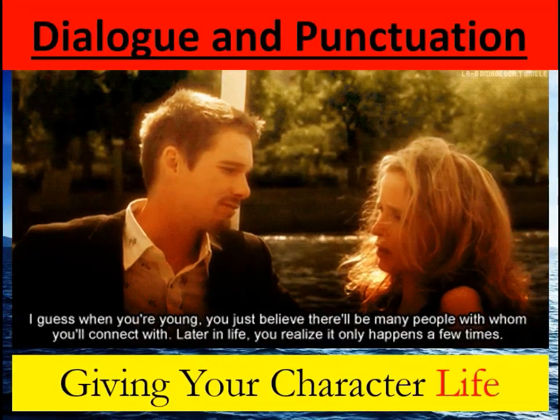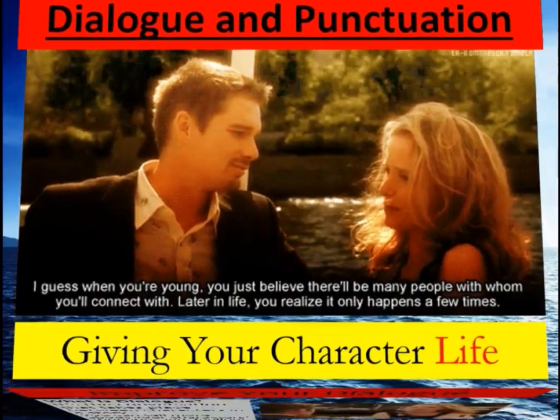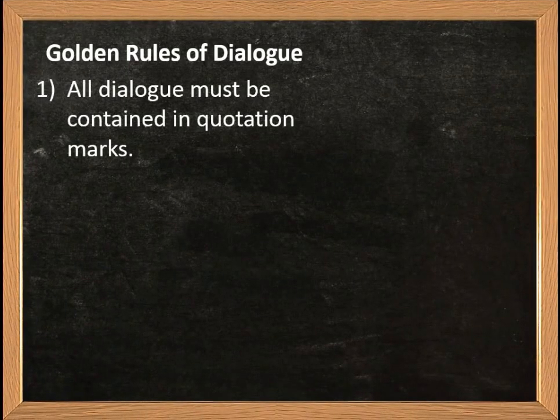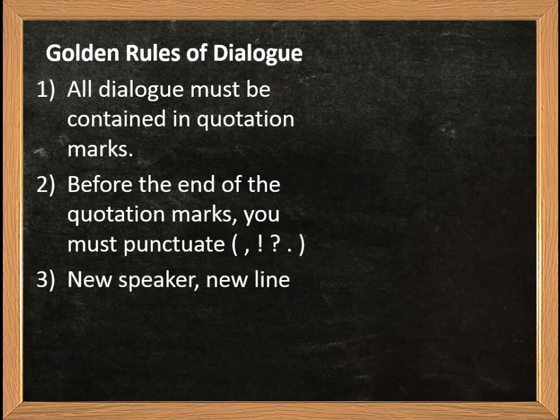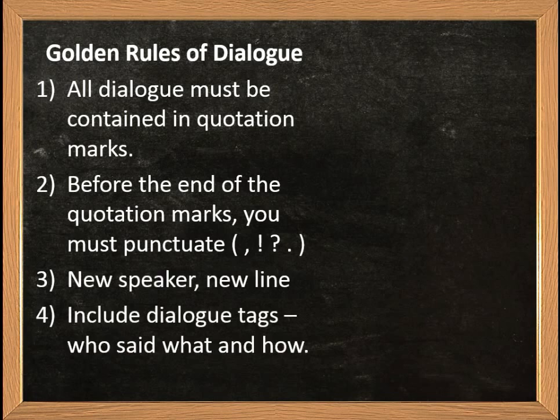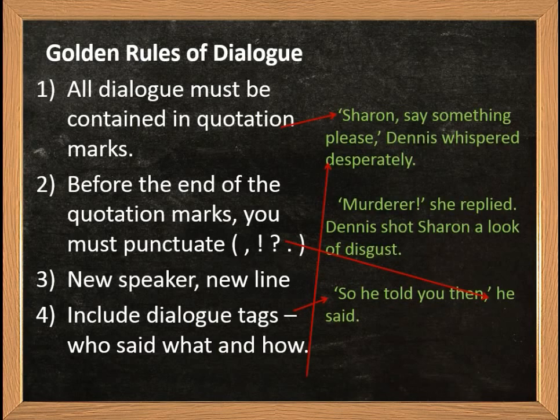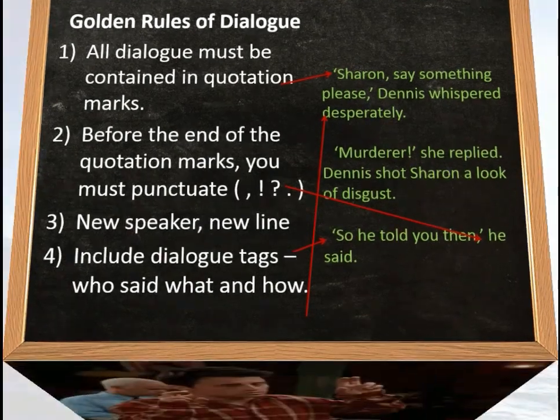Okay, so dialogue and punctuation. Like I've said a few times, you will use dialogue in this, so you need to know how to punctuate it. The basic rules of dialogue: all dialogue must be contained in quotation marks. Before the end of the quotation marks, you should punctuate. A new speaker needs a new line. And include dialogue tags. So this is what I said about said: he said, she uttered, she paused, she shouted. Here are some examples if you want to pause the video.